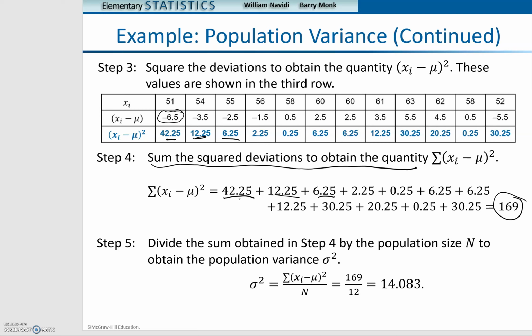Finally, the next thing to do, again, this sigma squared is the variance, and this is population, is to divide by how many there are. So you count them, 1, 2, 3, 4, 5, 6, 7, 8, 9, 10, 11, 12. There's 12 items, so I divide by 12, and I get 14.083.